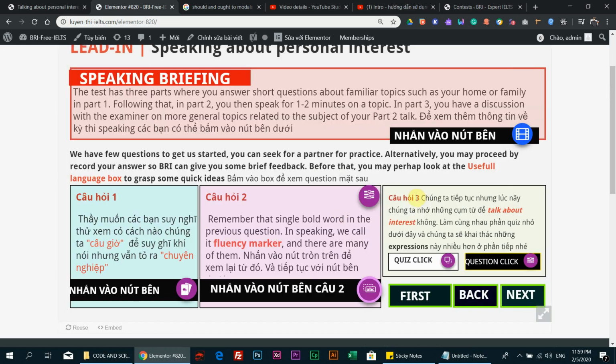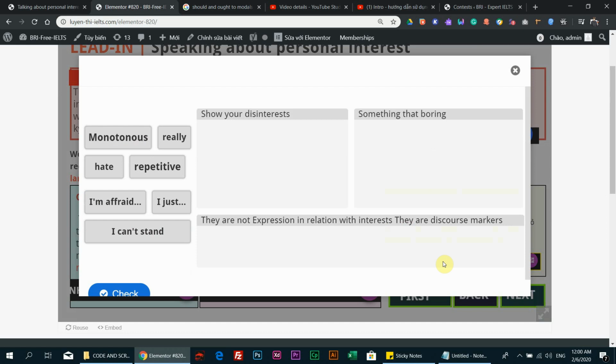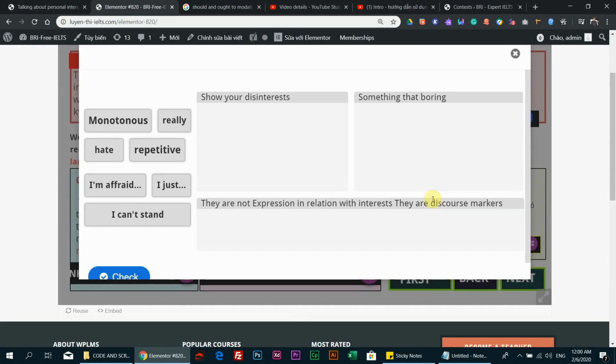So in question 3, I also asked you to talk about interest. And for that reason, I have a little quiz here. Although this one is just a lead-in, it means there's nothing about theories. It's something just refreshing, but on the way, you need to learn something new, especially new words. Okay, so to show your disinterest means you hate, you don't like, you dislike something.